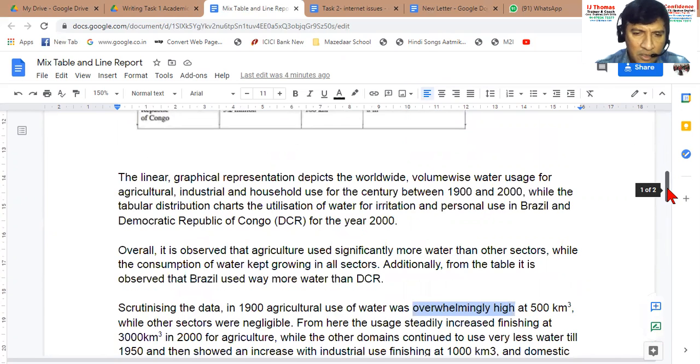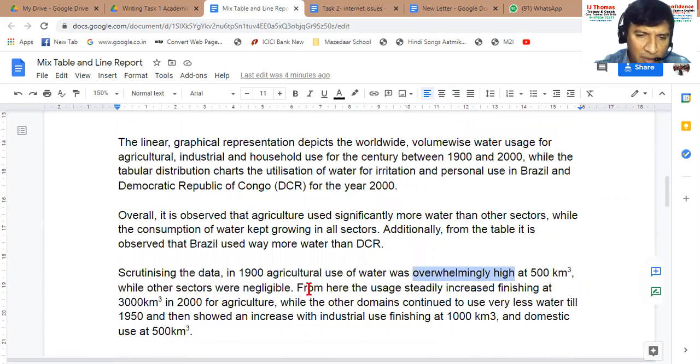Okay, and then what happened? Now listen, whenever you're describing a line graph, the reader should be taken along those lines. Even if they don't see your chart, by reading your language, they should understand what is happening in that chart.